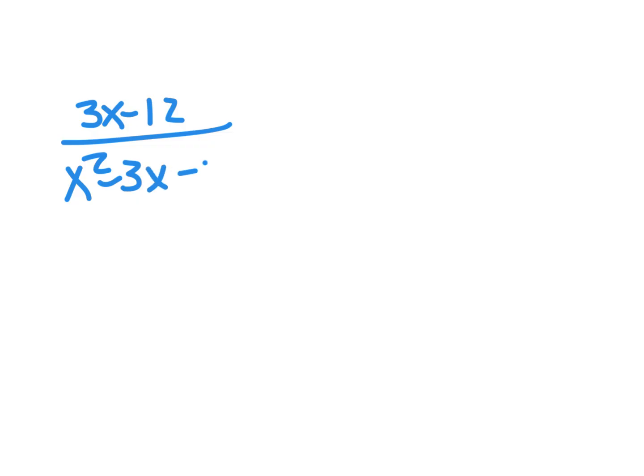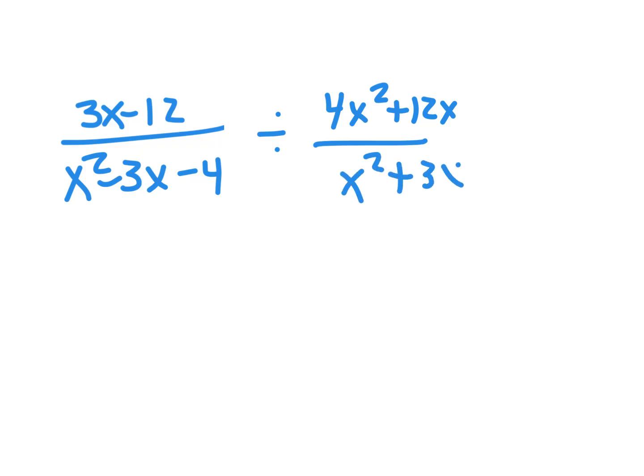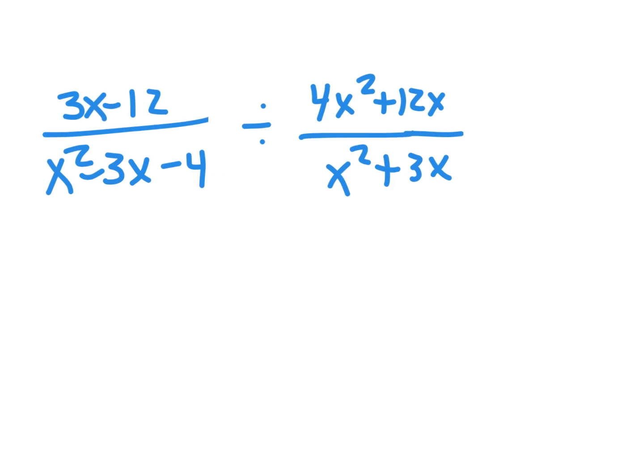Okay, and then the last one. And then we have work time. So try this one, and I want to warn you, lots of chances for little mistakes in this one. So be very careful. 3x minus 12 over x squared minus 3x minus 4, divided by 4x squared plus 12x over x squared plus 3x. I'm going to pause for a sec while you simplify this thing all the way down. When you're done, would you just check with the kid next to you?